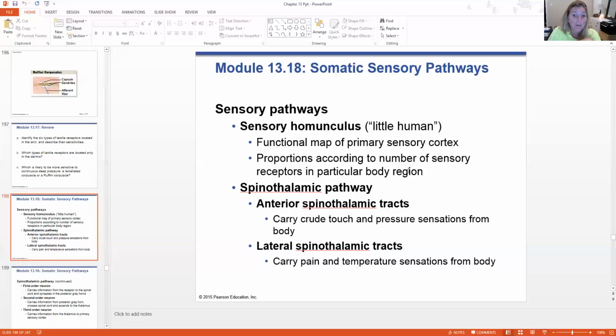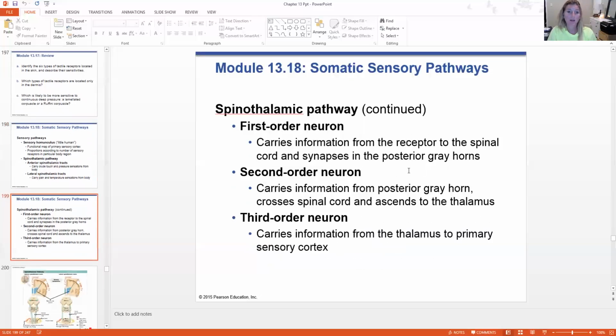There's the spinothalamic pathway, which is branched into anterior and lateral. Anterior is carrying crude touch and pressure. Lateral is carrying pain and temperature. The spinothalamic pathway goes up to a 3rd order neuron. So the 1st order neuron is carrying information from the receptor to the spinal cord, and then the second order neuron is carrying that information from the posterior gray horn up to the thalamus. And then the third order neuron is carrying from the thalamus to the cortex.